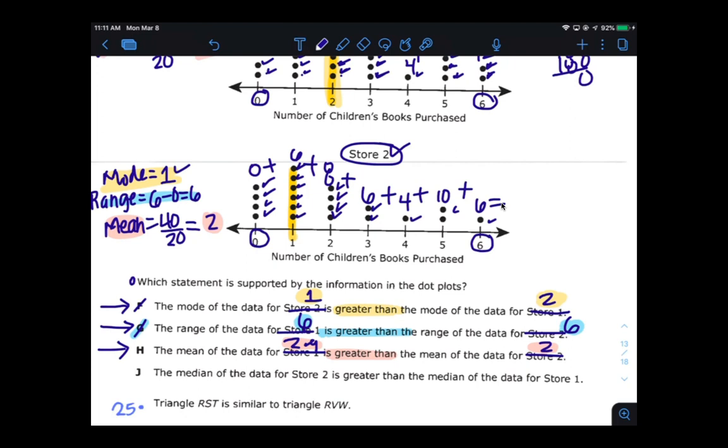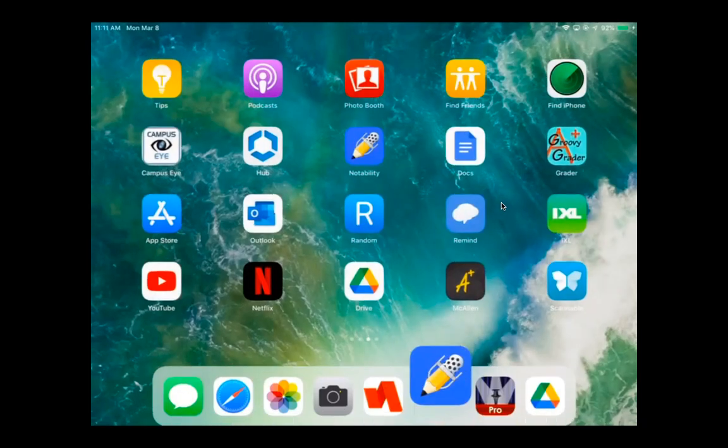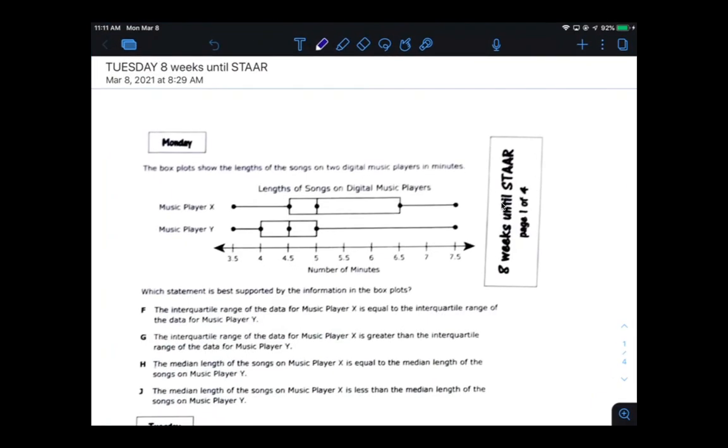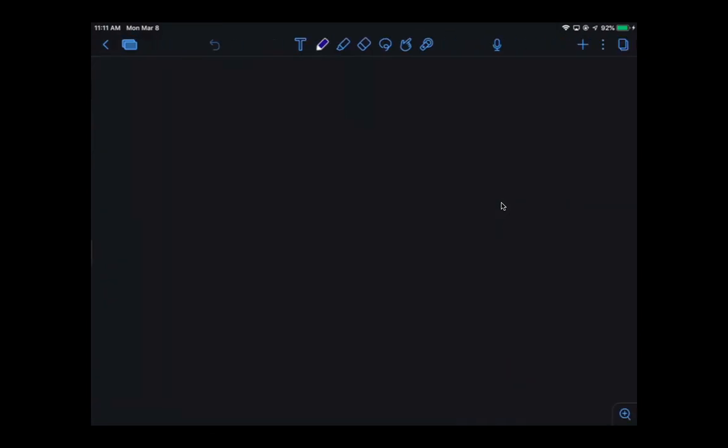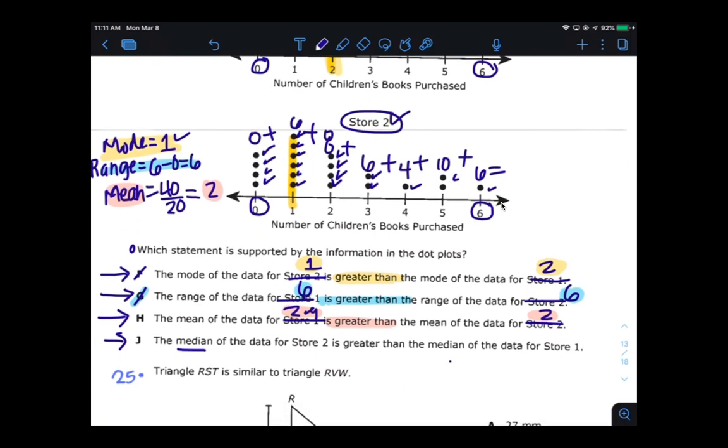However, this is a study guide, so we're studying how to figure out things. And it's asking us on J to find the median. I don't know what I did. I think I went to another assignment by accident. I apologize. Here we are. So the next one is J, find the median of the data of store 2 and store 1.